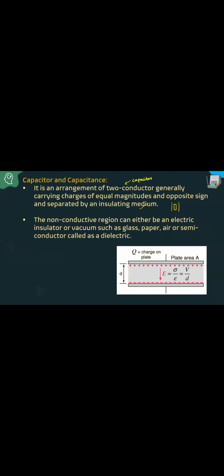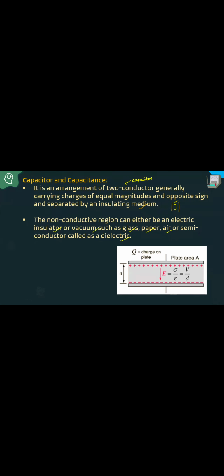Capacitor is the physical element. Then what is the capacitance? Capacitance is the property of the capacitor. The non-conductive region, whatever the dielectric or insulating medium is there, can either be an electric insulator or vacuum, such as glass, paper, air, or semiconductor, called a dielectric. This is used as an insulator.